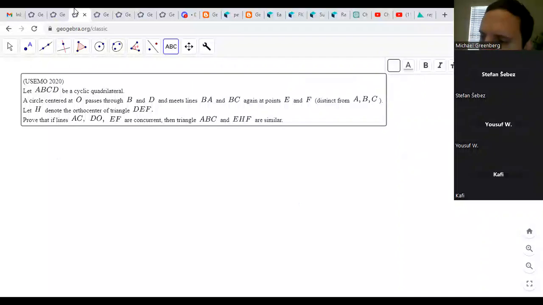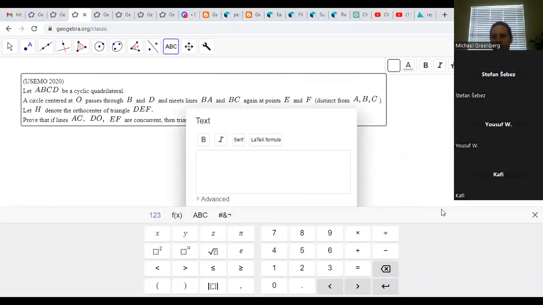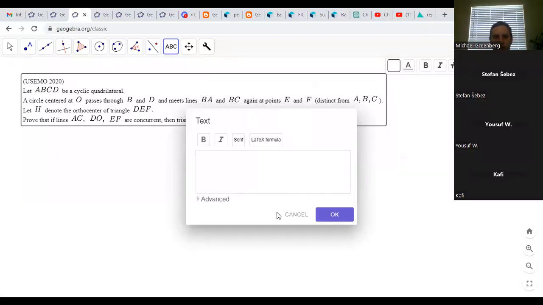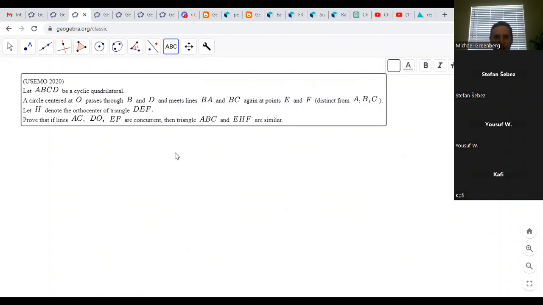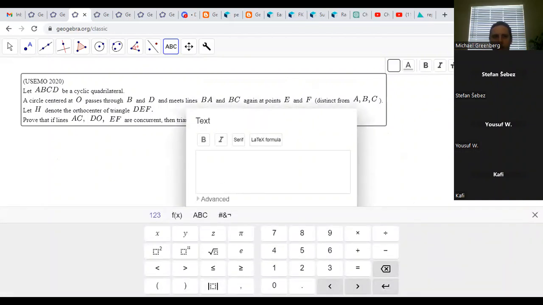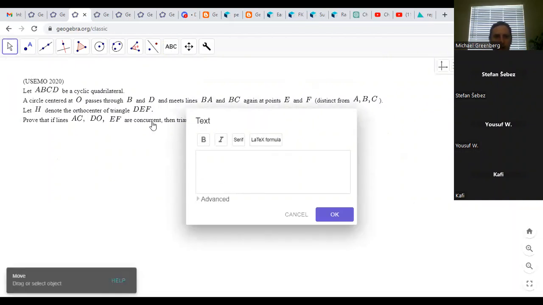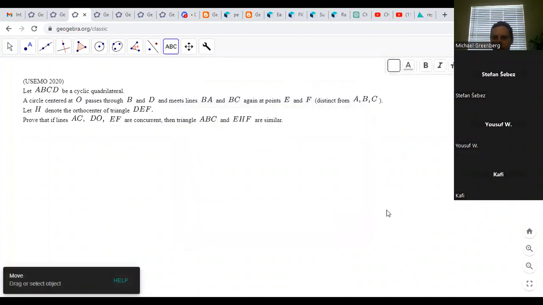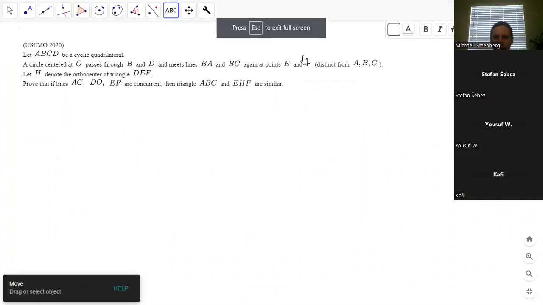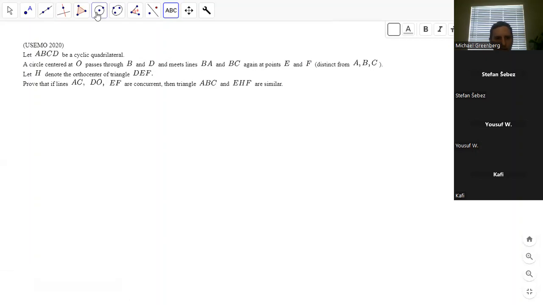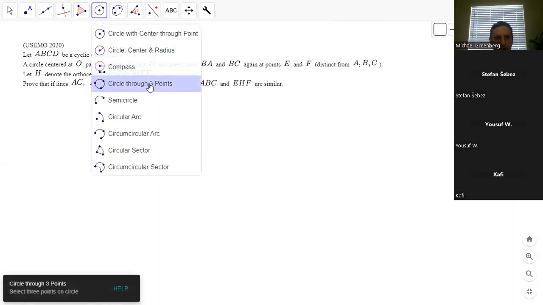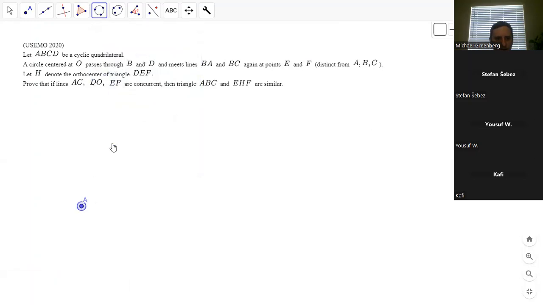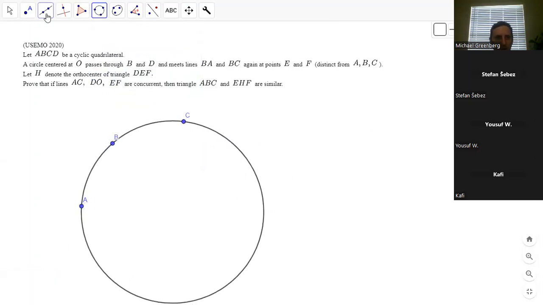So let's see, what time is it? A little less than halfway through. So here's another problem from the USAMO. This is like a conditional problem. So we have a cyclic quadrilateral, and then we have a circle centered at O passing through B and B.